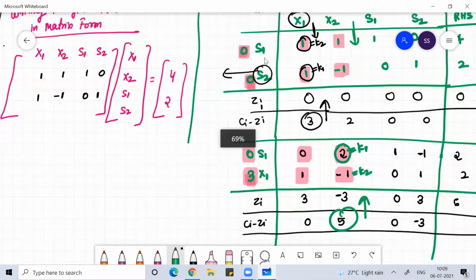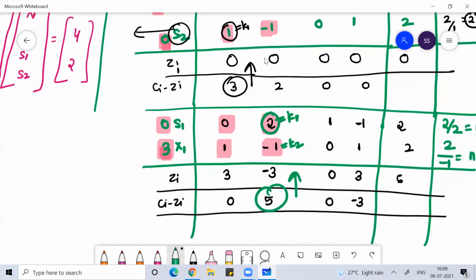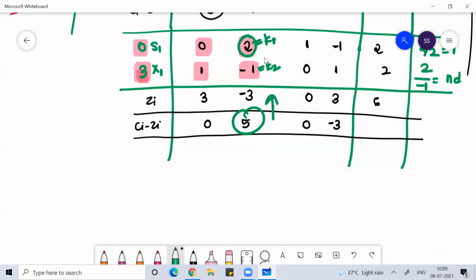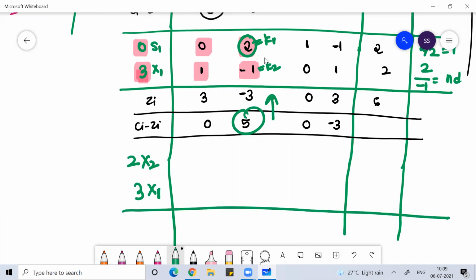So once you realize that now x2 is going to enter into the solution, it is going to replace s1. The pivot element here is 2. So s1 is going to be replaced by x2. The coefficient of x2 is 2, and the coefficient of x1 is 3. Now the pivot element is 2, so divide all the elements by 2.